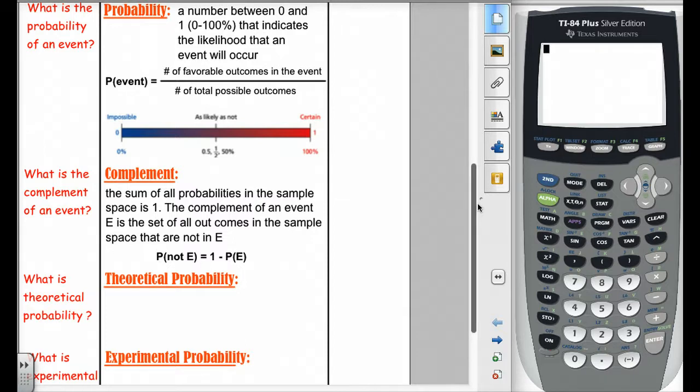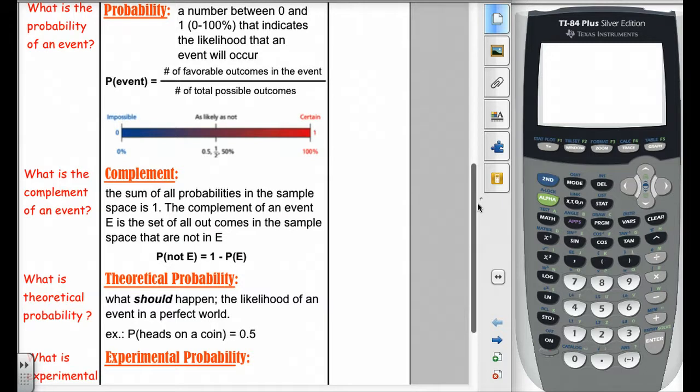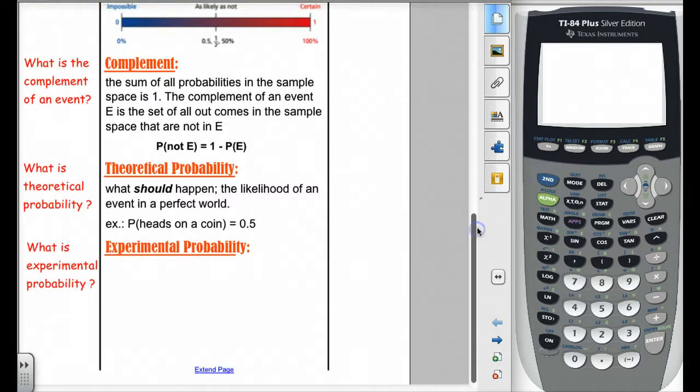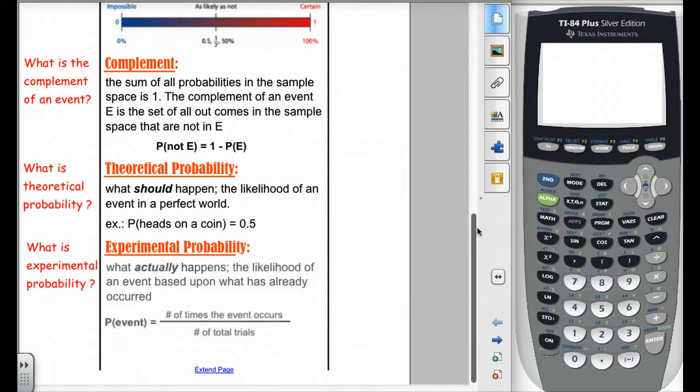And then once we get that far, probability can break into 2 pieces. As you already know, there's theoretical and experimental. I define theoretical as what should happen. If we had a perfect world, what would happen? So for example, if we flip a coin, the probability of getting heads should be 0.5 or 1/2, because we have 2 sides, one of those sides is heads. Experimental probability, on the other hand, is what actually does happen.